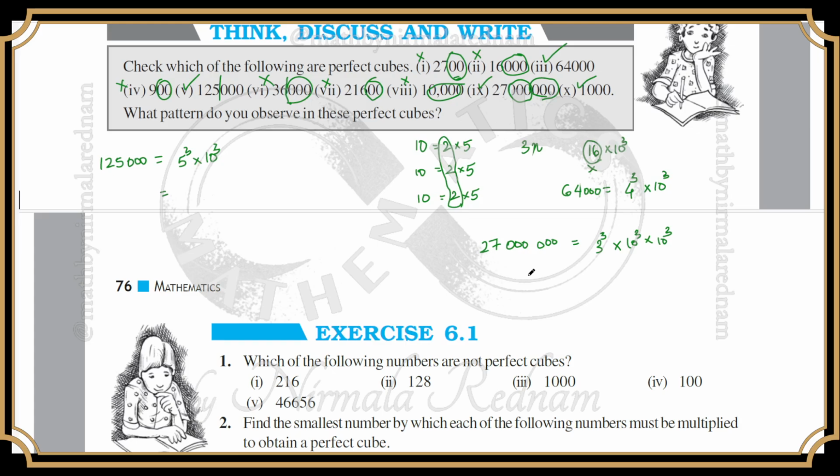So you can see that of the given numbers, it's pretty messy here. I'm going to list it down. 64,000 is a perfect cube, right? 125,000 is a perfect cube. And 27 million is a perfect cube, and 1000 is a perfect cube. So these are the 4 numbers out of the 10 numbers given to us which are perfect cubes.